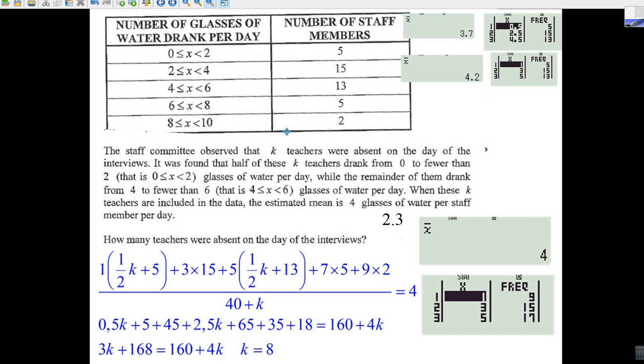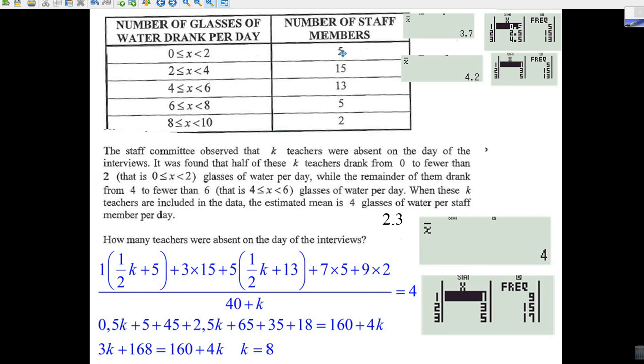So now what you have to do, and what they did, is they say when they added these new teachers in, you got a mean of 4. And the way they're thinking about it is they feel that you should take the middle of these and multiply by the numbers here. And then you add it all up and divide by the total. And that's what your calculator does when it does an estimated mean.